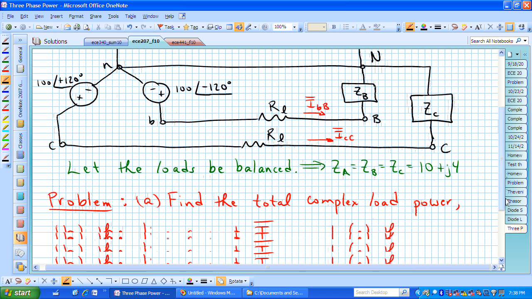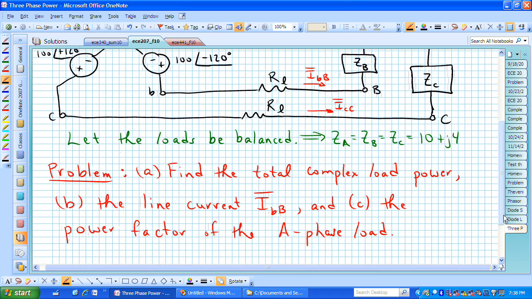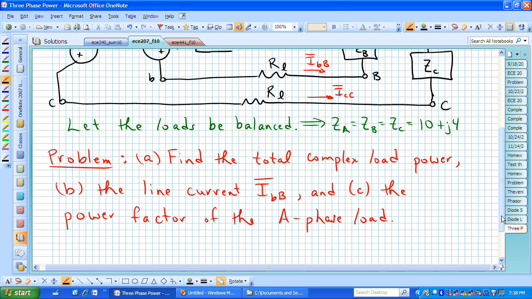The problem that we want to address, actually there's three pieces that I want to look at in this particular problem. I want to find the total complex load power. That means total, that means all three phases. I need to find all three phases complex power and add those up, or somehow come up with that total. We're asked to find the line current in phasor form in the B phase, I sub BB, and we want the power factor of the A phase load.